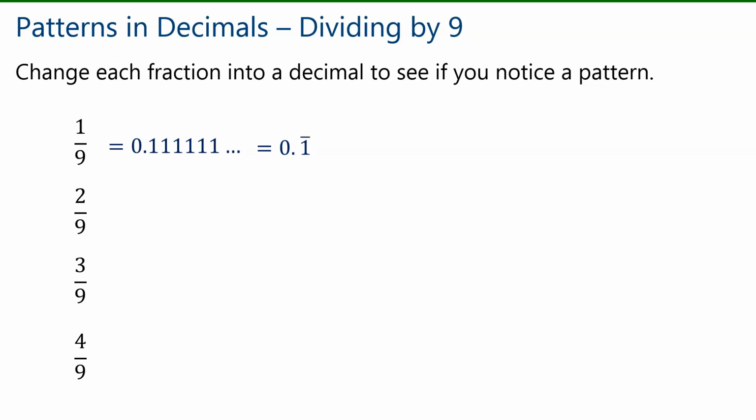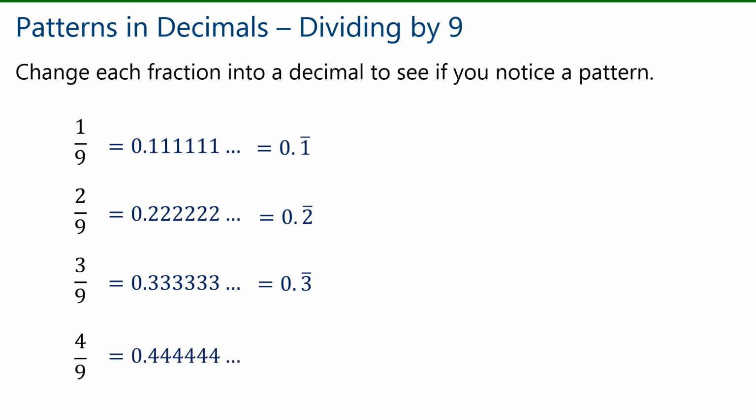2 divided by 9 is 0.2 repeating. 3 divided by 9 is 0.3 repeating. So now take a second before you put in 4 divided by 9 in the calculator to see what you think that would be. So you can check that on the calculator now. 4 divided by 9 is 0.4 repeating.